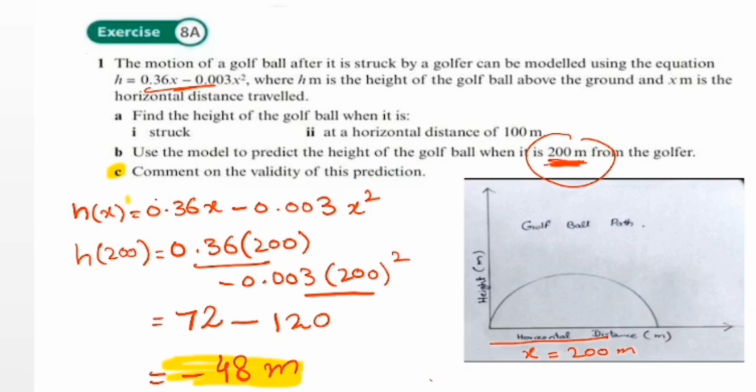What this actually tells us is that our model is only accurate up to a certain point. It doesn't account for when the ball has already hit the ground after reaching its peak point. And so this particular prediction is not realistic for distances beyond where the ball would have landed.